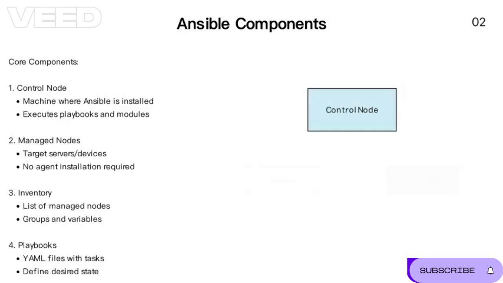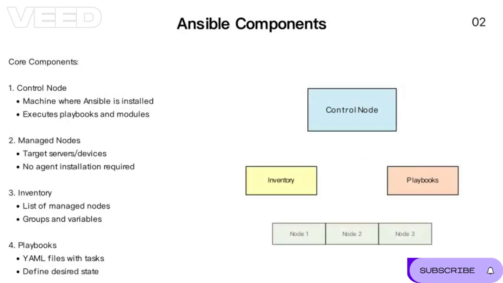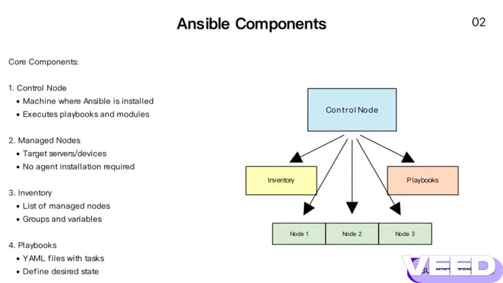Ansible has four main components. The control node is where Ansible is installed and from where you run your automation. Managed nodes are the target systems you want to configure. The inventory is a file that lists all your managed nodes and can organize them into groups. Playbooks are YAML files that contain the tasks you want to execute on your managed nodes.